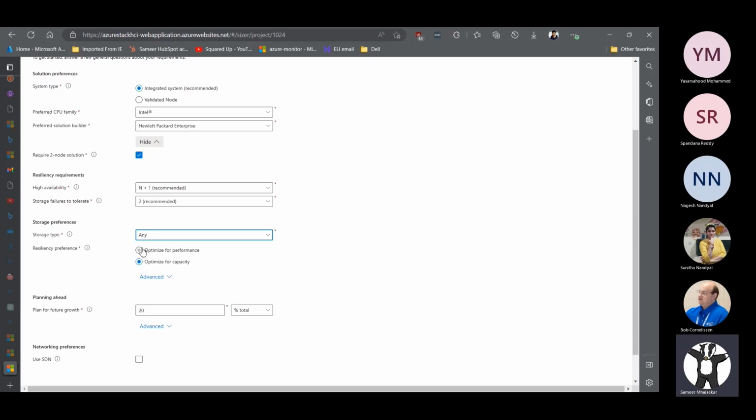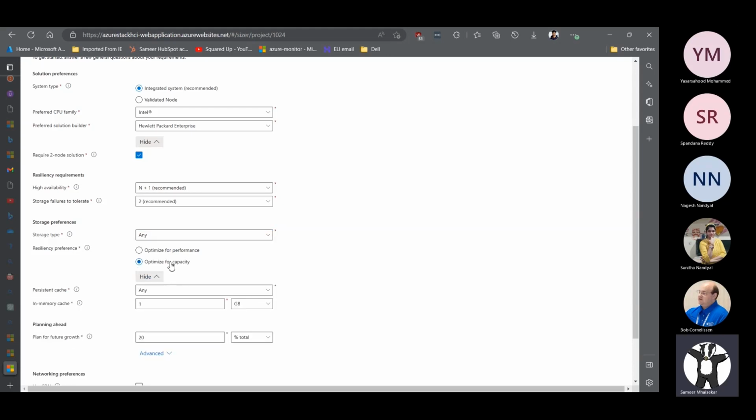Now, resiliency preference, now you can optimize it for performance or you can optimize it for capacity. Whatever you choose will have effect on how much cache you're using at the end of the day. Because if you want more performance, that means you want more cache, because the cache will not be counted as capacity. Cache is where you initially store your data for a brief period of time and then you flush it down to the capacity tier, right?